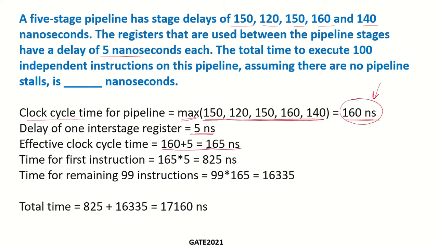So the first instruction will require 5 clock cycles. So 5 clock cycles for the first instruction multiplied by the clock cycle time gives us 825 nanoseconds. Now out of these 100 instructions, we are left with 99 instructions and they will require 99 clock cycles. So 99 clock cycles multiplied by the cycle time is 16335. So adding the time for the first instruction and the remaining 99 instructions, we get 17160 nanoseconds.